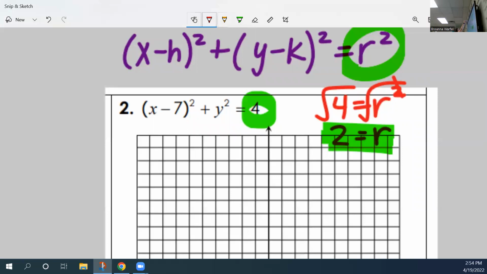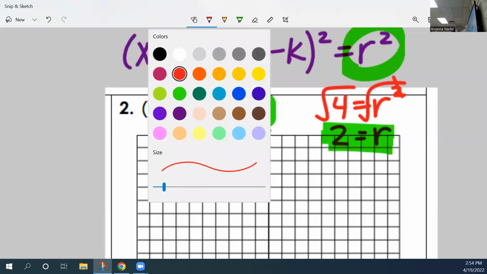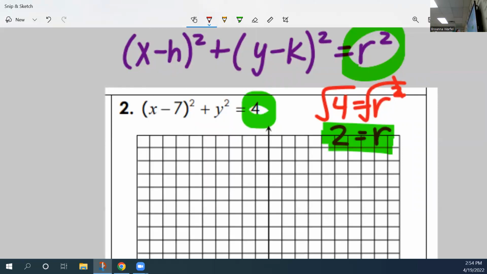Okay, so now the weird thing here is that y doesn't have anything with it. So we kind of have to rewrite that so we can figure out what went there. So y minus what number will give you just y squared? Well, it's 0. So your x value is minus 7, so we're good there. So your h part is negative 7, or my bad, is 7. And then your k has to be 0.